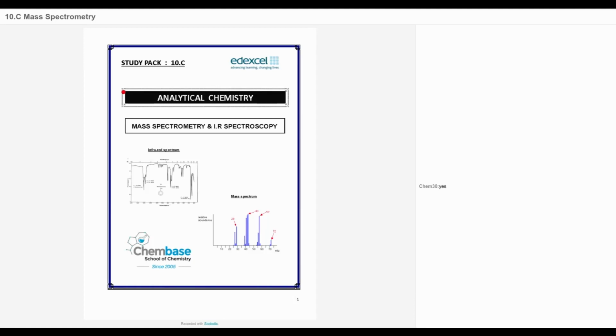Right, we'll continue. Today's lesson will be on mass spectrometry and IR spectroscopy. Let's begin with mass spectrometry. Before we start on mass spectrometry, in fact, we have the basics of the mass spectrometer.